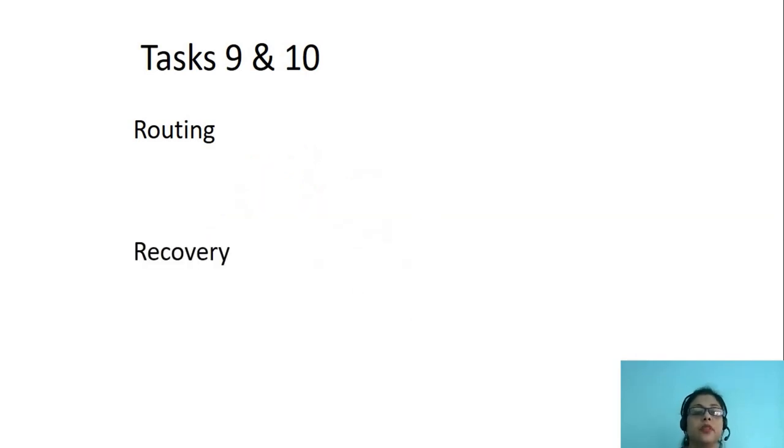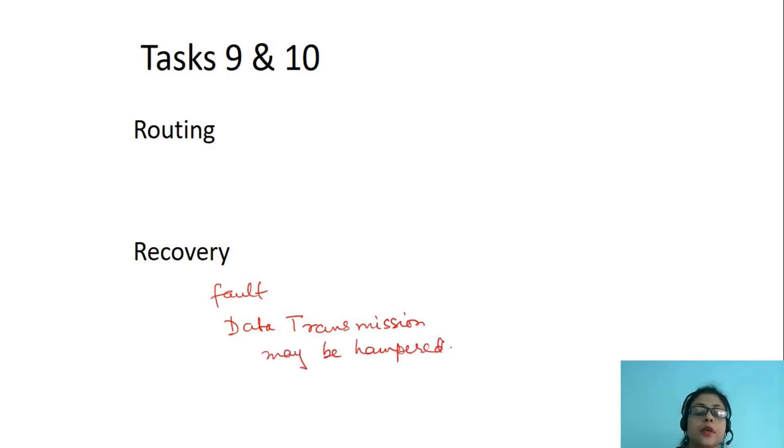Next task is recovery. There may be a fault in the system. So due to a fault in the system, data transmission may be hampered. So what to do? How to get rid of this? Proper measures must be taken so that the system can resume its activity just at the point where failure occurred. So proper measures should be taken so that the system resumes activity at the point of fault, or at least recovers to the state before the transmission of that particular session. So this is called recovery.